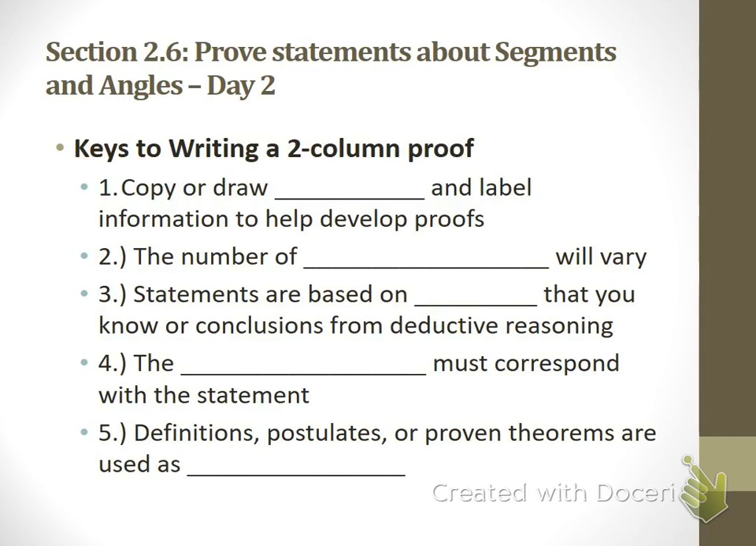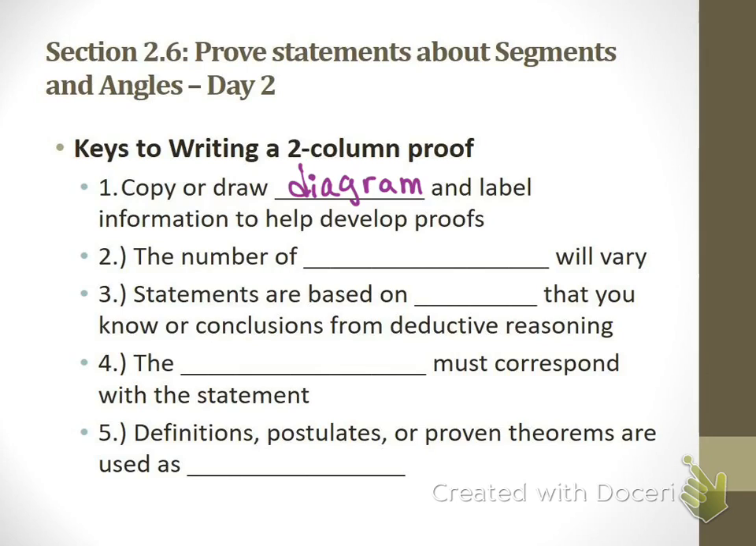So we are continuing section 2.6. We are going to prove statements about segments and angles. Here are our keys to writing a 2-column proof. The first is going to be to copy or draw the diagram and label information to help develop proofs.